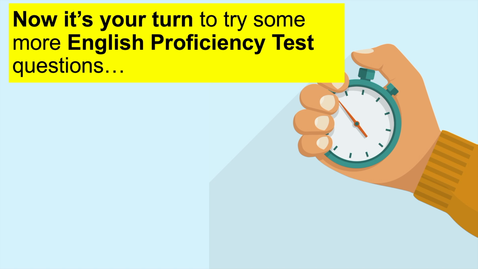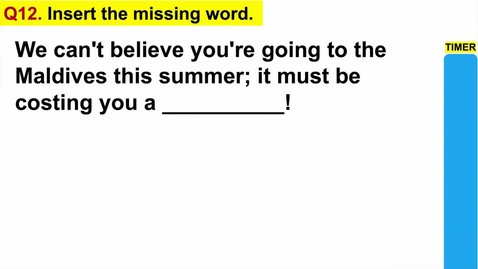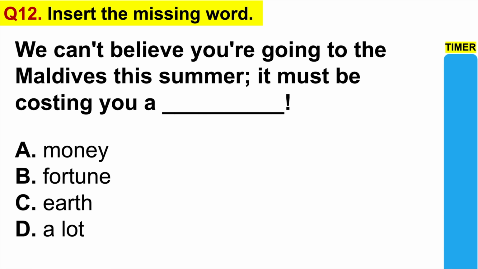So now it's your turn to try some of these English proficiency test questions. Again, please put your answers to questions 12, 13, 14 and 15 in the comments section below the video for marking. Here we go. Insert the missing word. We can't believe you're going to the Maldives this summer. It must be costing you blank. Is it A, money, B, fortune, C, earth, or D, a lot? Here is your timer.